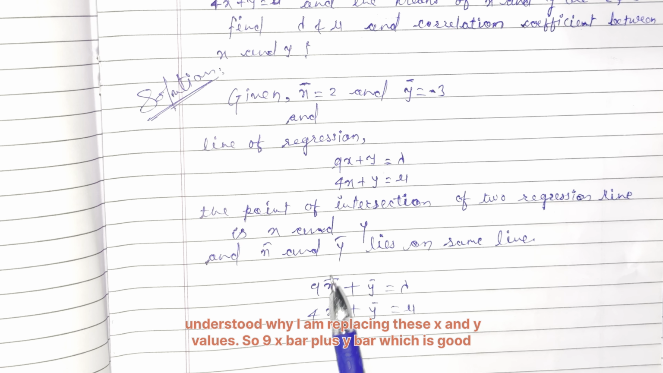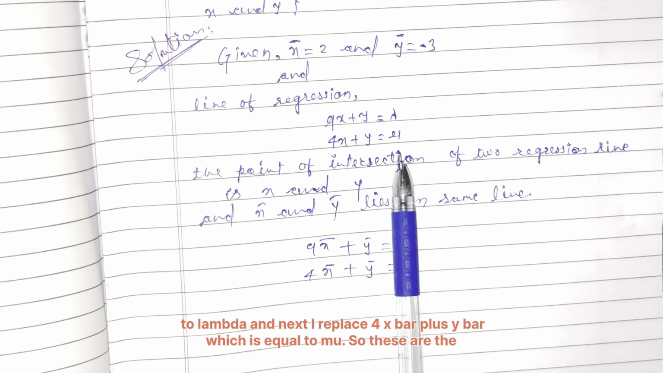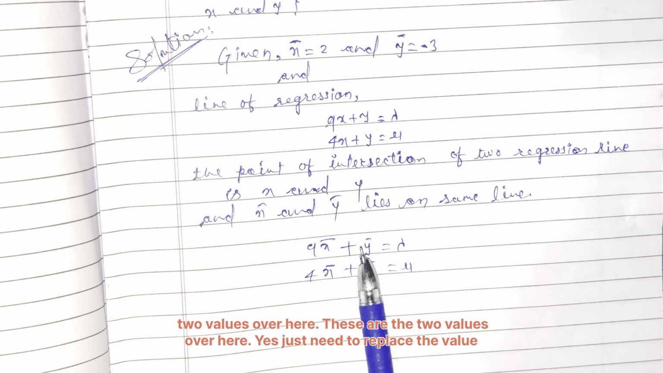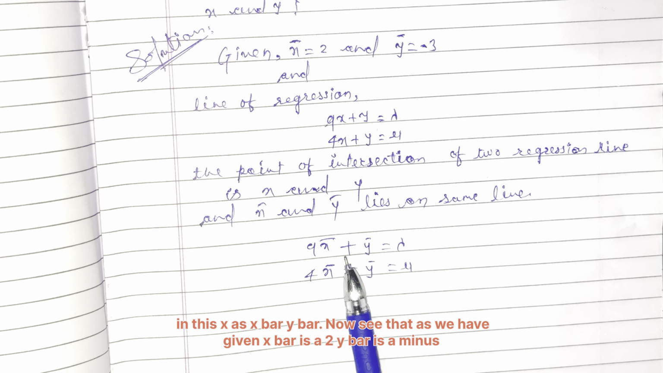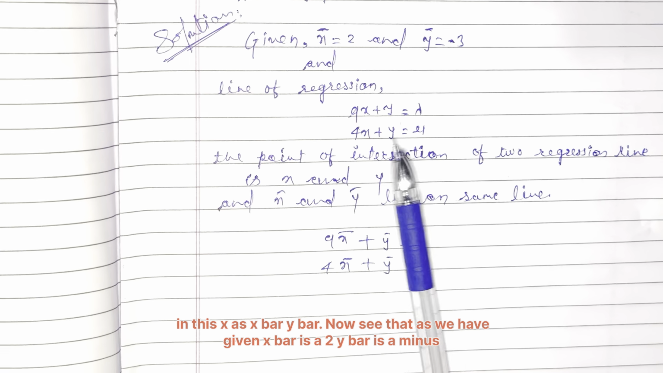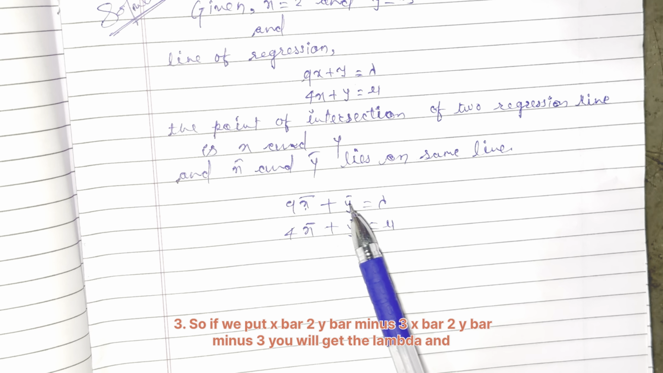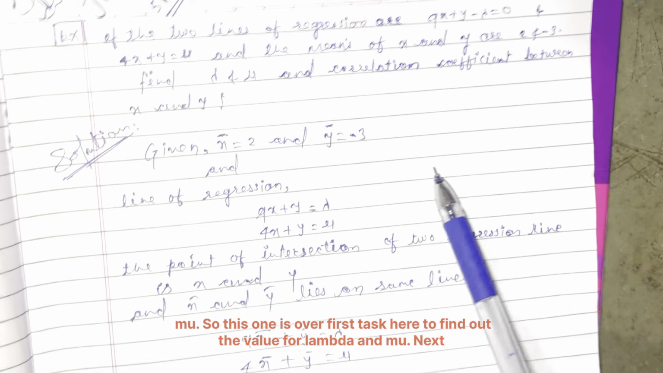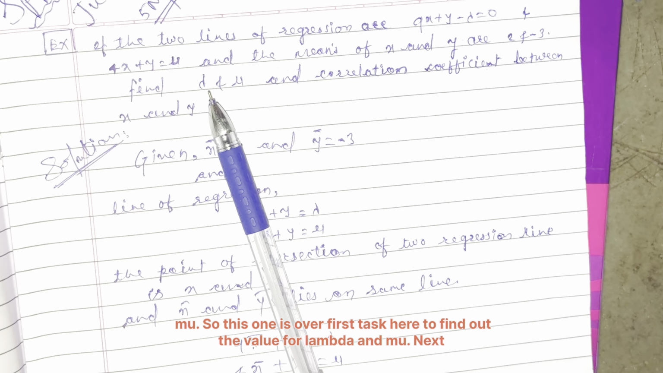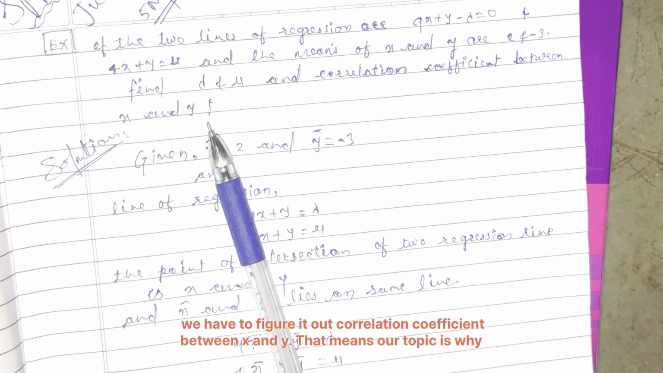So 9x bar plus y bar equals lambda, and 4x bar plus y bar equals mu. These are the two equations. We just need to replace x and y with x bar and y bar. As x bar is 2 and y bar is minus 3, if we put x bar as 2 and y bar as minus 3, you will get lambda and mu. This is our first task, to find the values of lambda and mu. Next we have to figure out the correlation coefficient between x and y, that is r of x y.